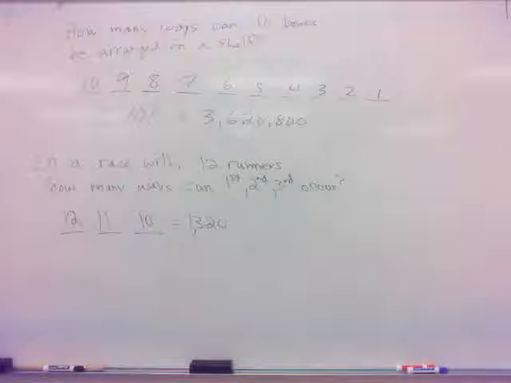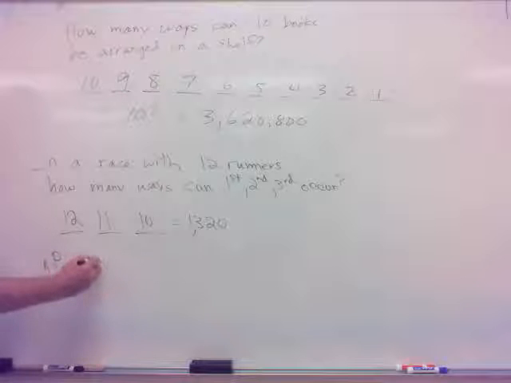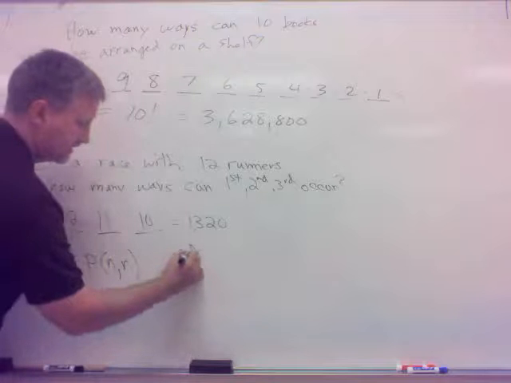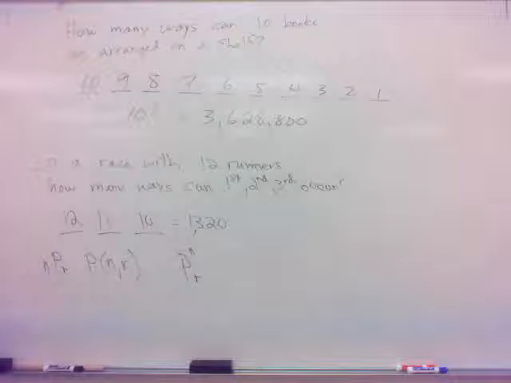Now, what we might note here is there is a button for this. We didn't have to use it, but there is a button. See if you see an nPr button, a P in parentheses n r. Some calculators have P with the n and the r. I think most calculators have nPr. You see that button on yours? Look under PRB. If you looked at PRB on factorial, look under PRB for your other one.